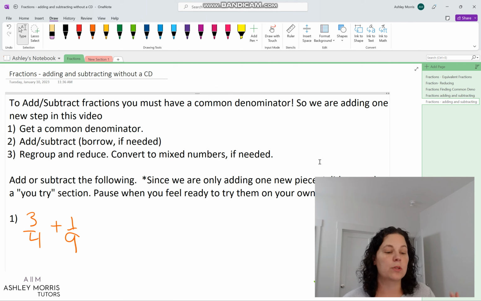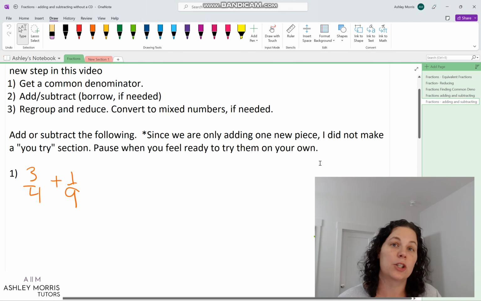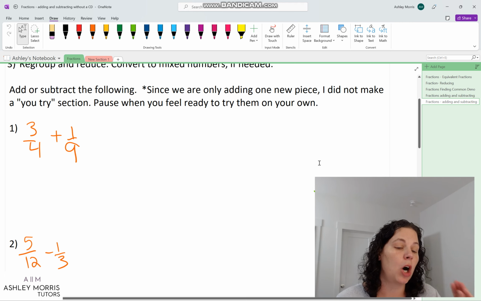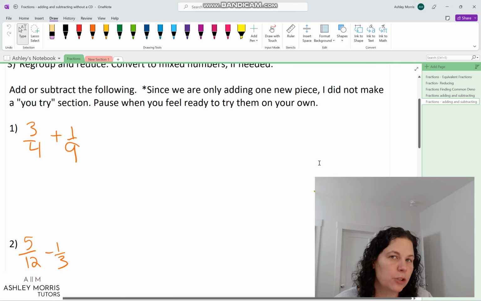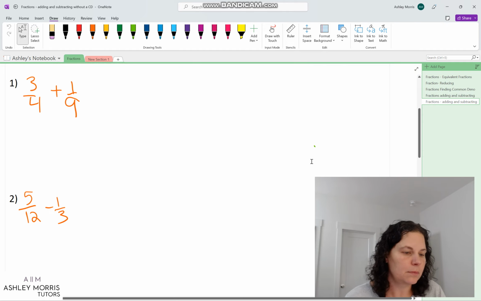And we're going to reduce and regroup and convert to mixed numbers if needed, all that stuff like we did in our last video. Again, the cool thing is you know all these pieces, we just have to put it all together. And since we already know all the pieces, I did not make a separate section for you to try. So pause when you feel like you got it and try them on your own and then hit play and watch. Alrighty, so let's jump right in.